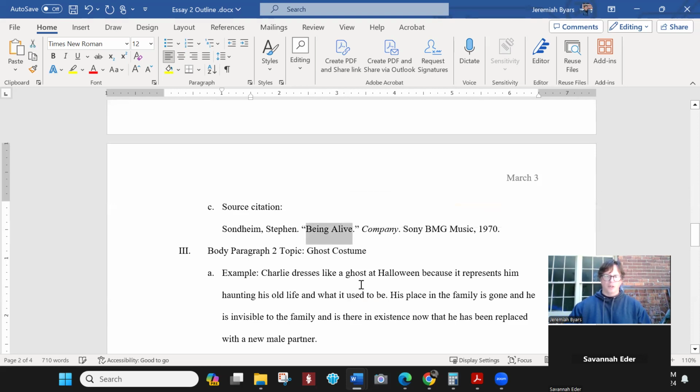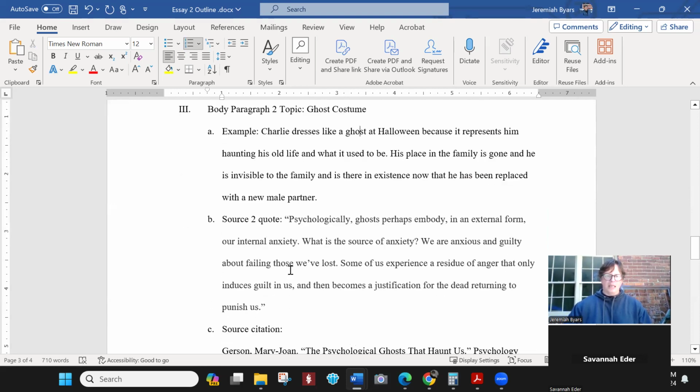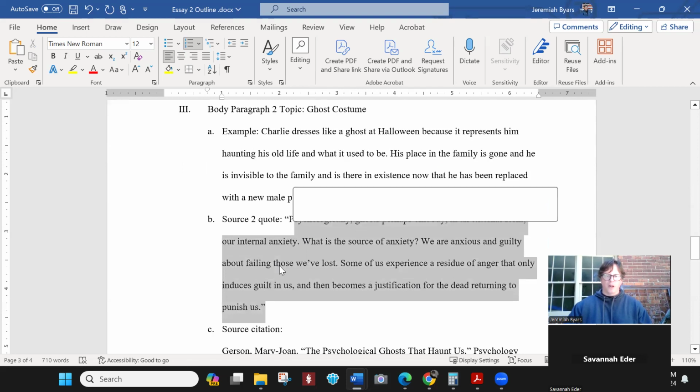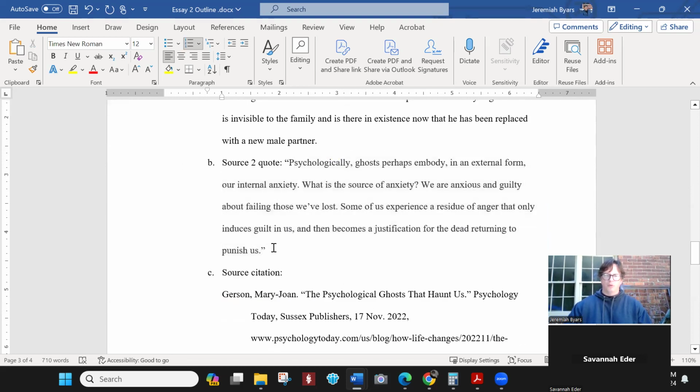Okay, so that's good. Again, this quote from Psychology Today, cool, great quote. Probably too long for the paper, so they'll need to cut that down.